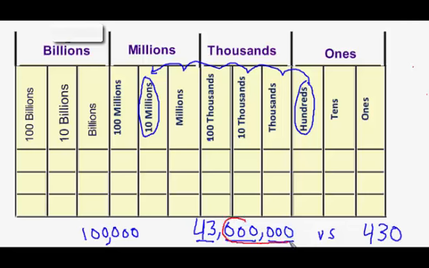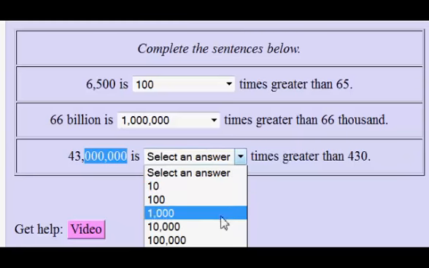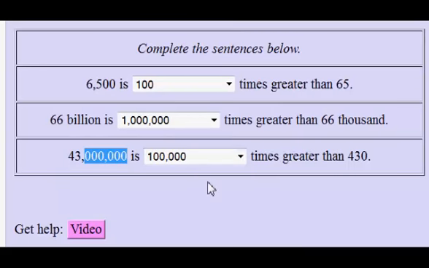This had 6 zeros. This number had 1 zero. And by comparing, that means this number had 5 zeros in it more than this number had. And we were able to tell that it's exactly 100,000 times bigger only because this number started with the digits 4, 3, and this number started with the digits 4, 3. So either way you look at it, I'm going to select 100,000 as my answer.